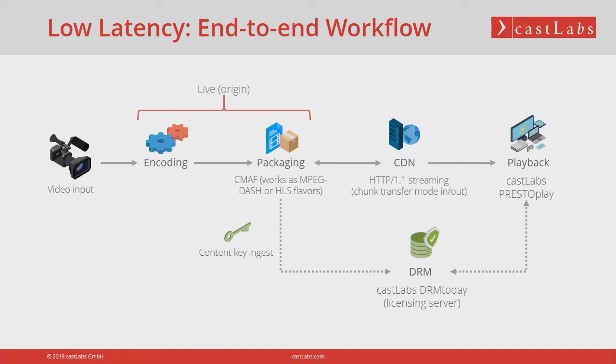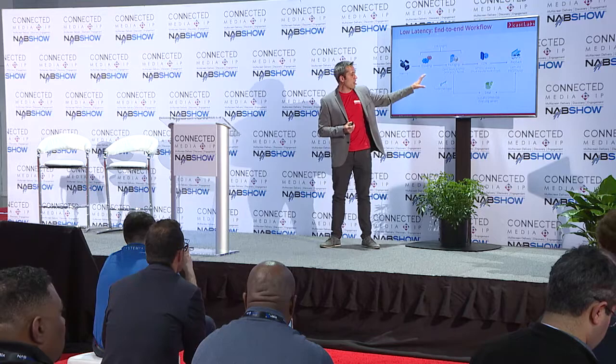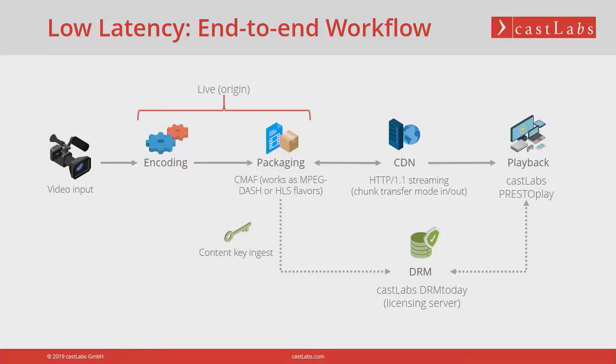So this is a typical workflow where we have the encoding, packaging, live origin, producing the CMAF chunks. At this stage, we also have a multiple DRM system in our cloud, so we can ingest the key for the encryption of the chunks. And once it goes through the CDN, the player will request the DRM license, and then it starts playback as close to the live edge as possible.